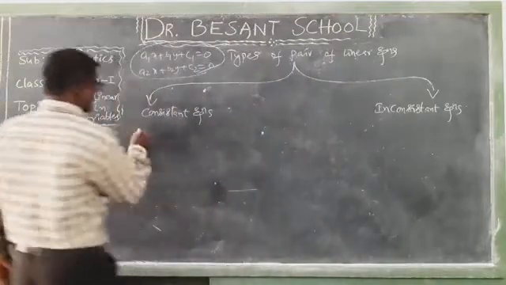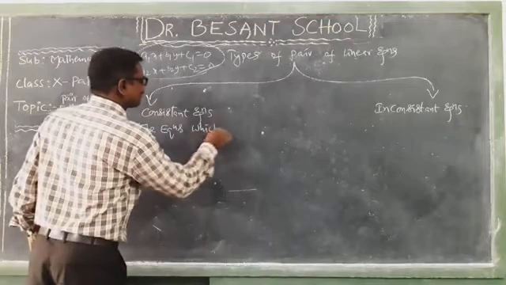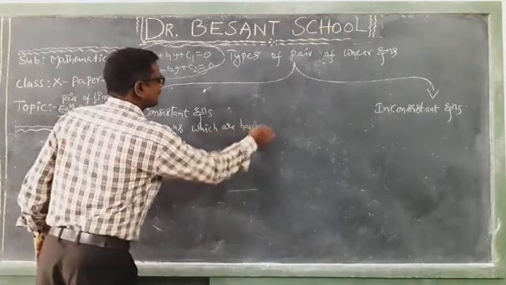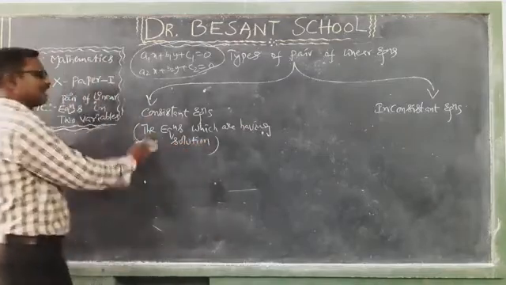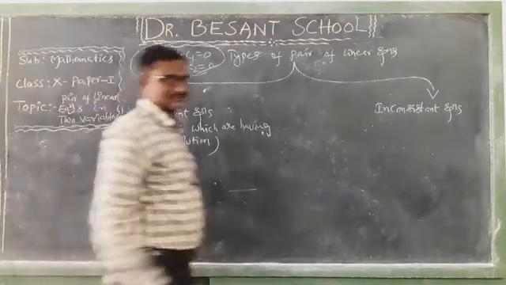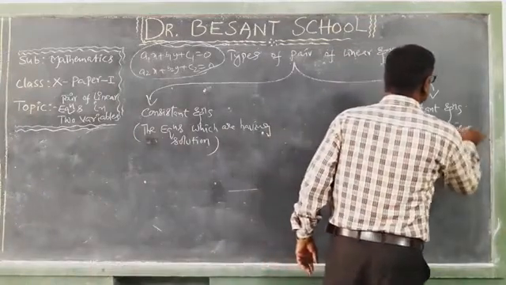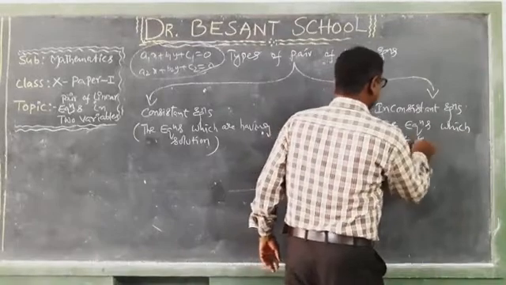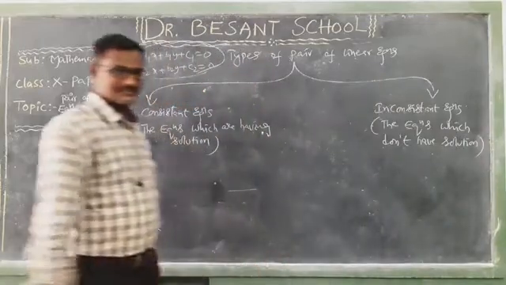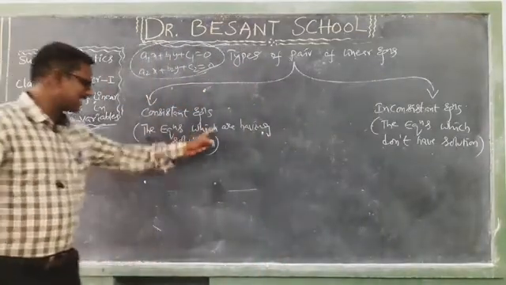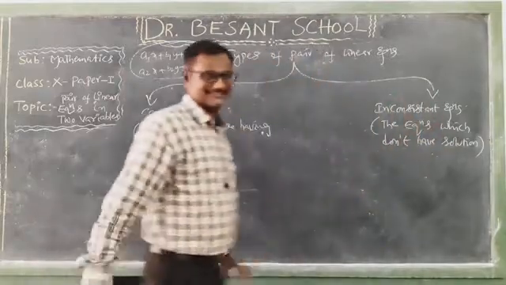Observe, the equations which are having a solution are called consistent equations. Inconsistent equations means the equations which do not have a solution. Okay, children? The equations which have a solution are called consistent. The equations which do not have a solution are called inconsistent.